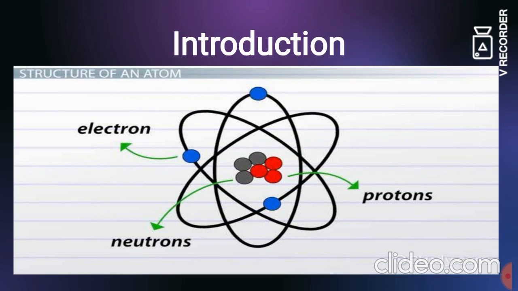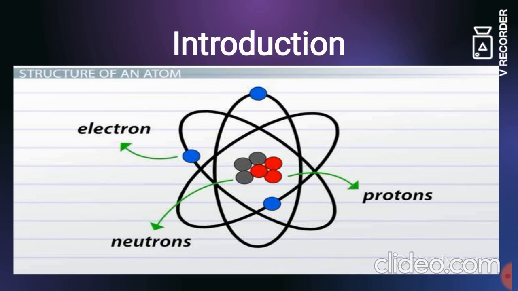Children, we all know what an atom is. Atom means it is the smallest particle, and this atom consists of subatomic particles. They are proton, electron and neutron. We know that the nucleus is present in the center of the atom, in which the mass of the atom is concentrated.